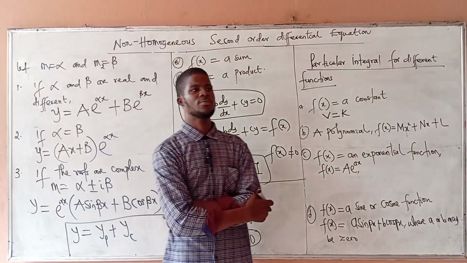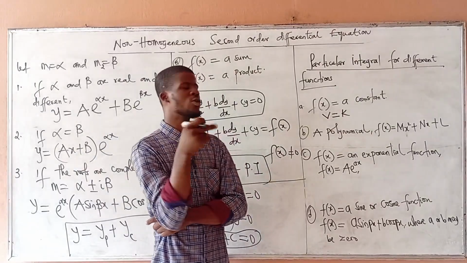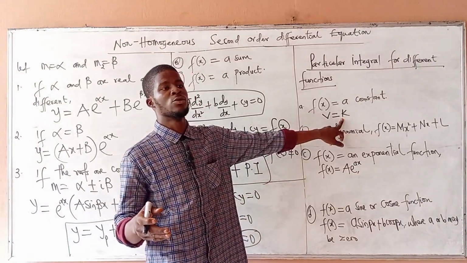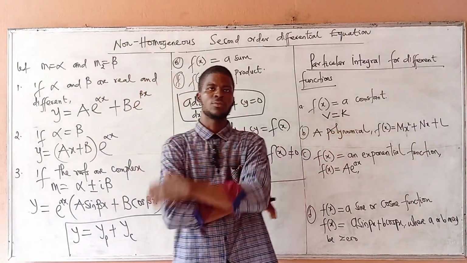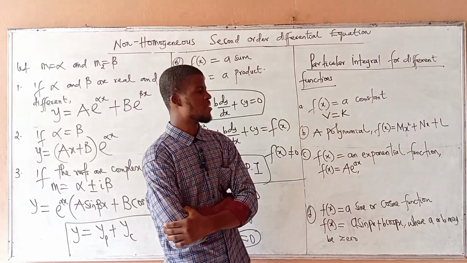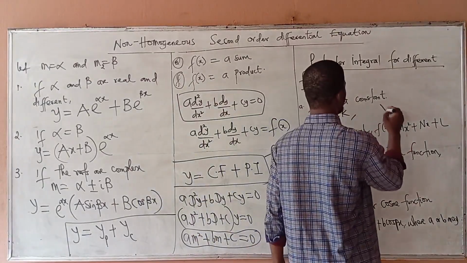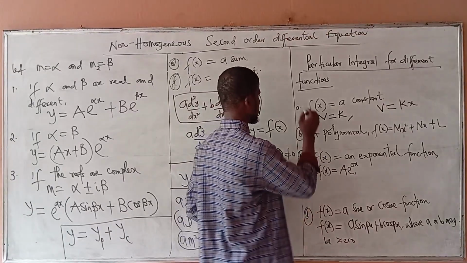What if, in that complementary function, there are some cases where we don't just have to choose k like that? We have to look at the complementary function. If there is a constant in that complementary function, it implies that my particular integral becomes v equals kx. Look at the second case.